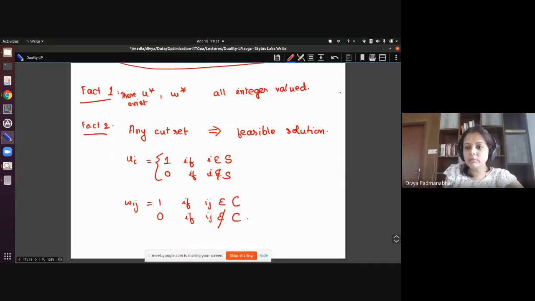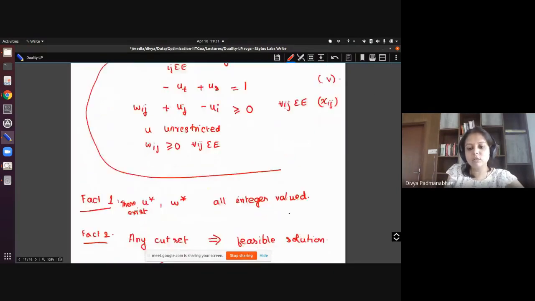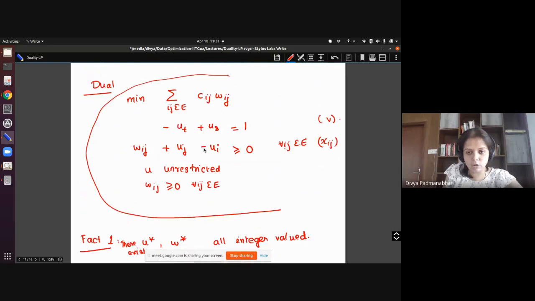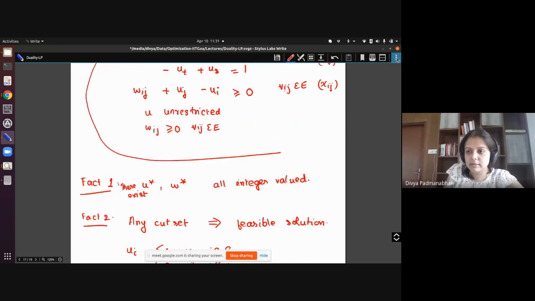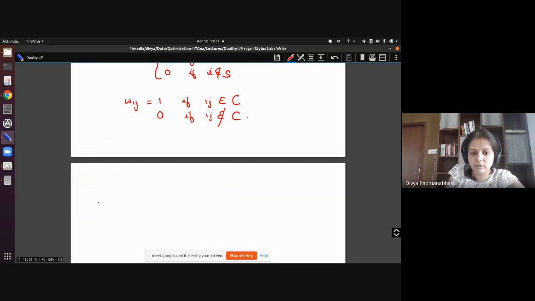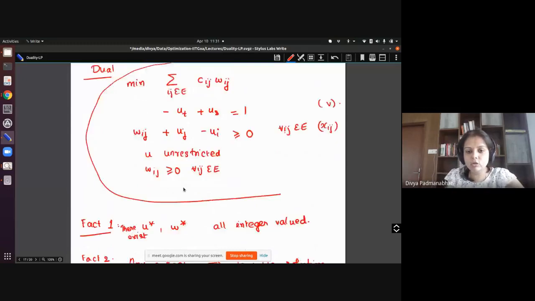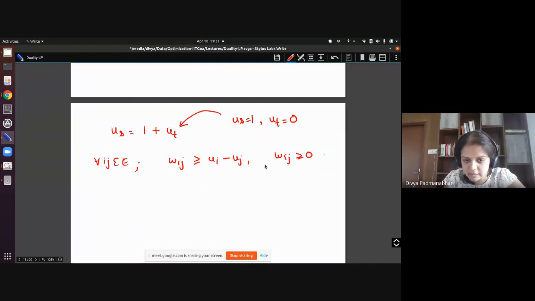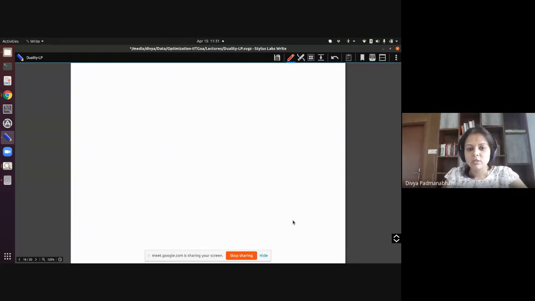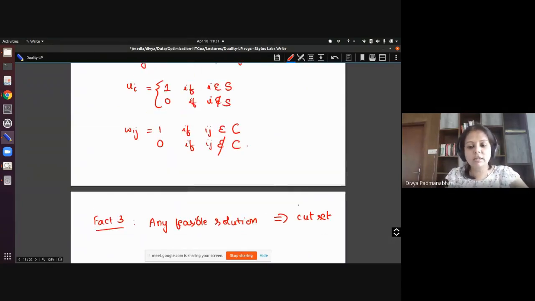Now the other thing is to see that if you take any feasible solution here, it also corresponds to a cut. That's the third thing, so let me write that. Fact 3: any feasible solution corresponds to a cut set. The way to see this is, you have these constraints. Anyway, any feasible solution is going to correspond to a cut set.